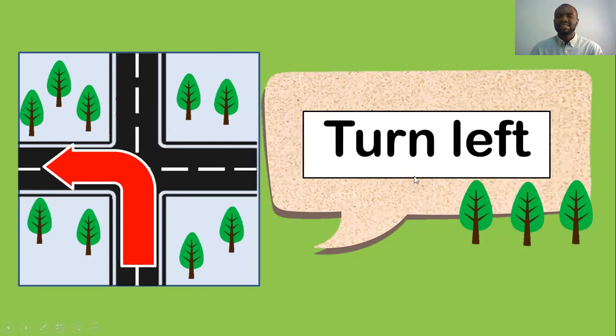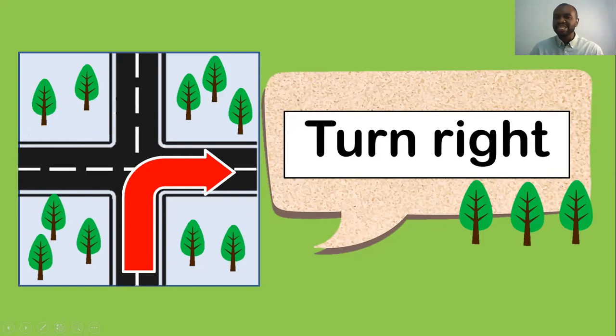Turn left. This is my left hand. You turn left. When the taxi asks you, how can I go to Big C? Big C, it's over there. Turn left. You see the direction. Go left. Turn, T-U-R-N. Turn left. Left, L-E-F-T. You see our arrow, it shows turn left. You can turn left.